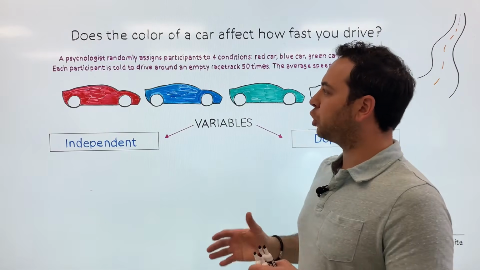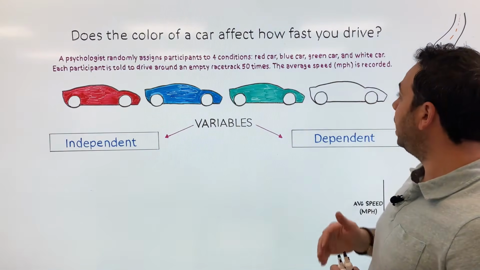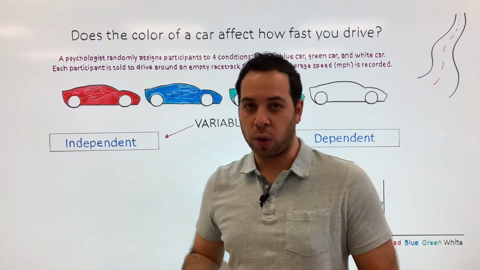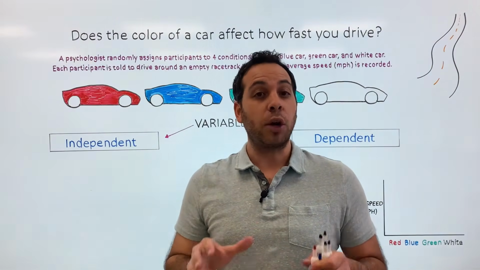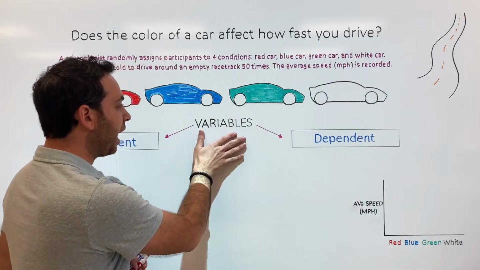And each participant is told to drive around an empty racetrack 50 times. And the average speed in miles per hour is recorded. So there's the design of our study. Now, to identify the independent and dependent variable, let's first understand what we mean by variables.